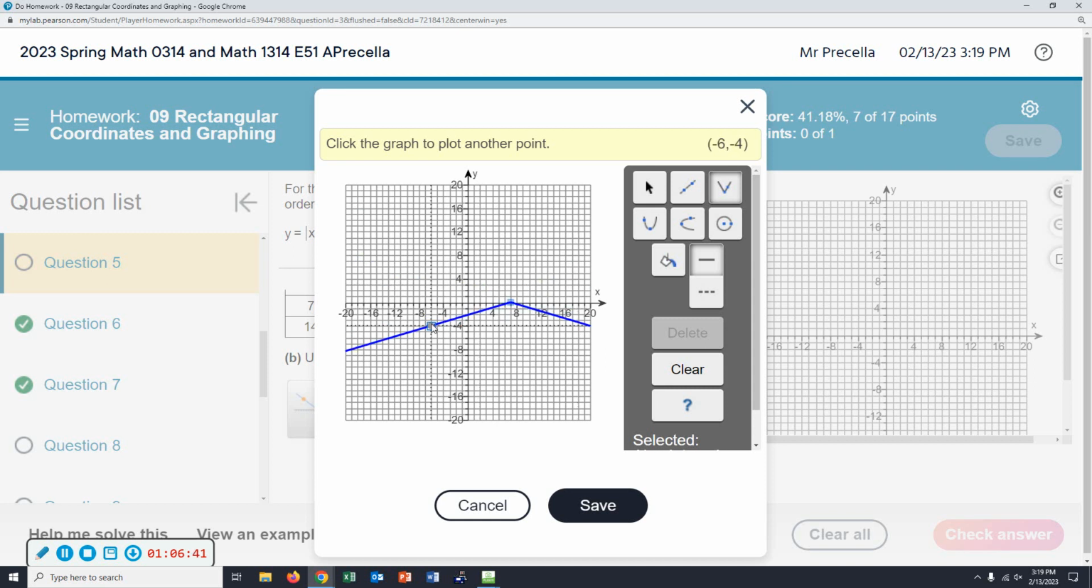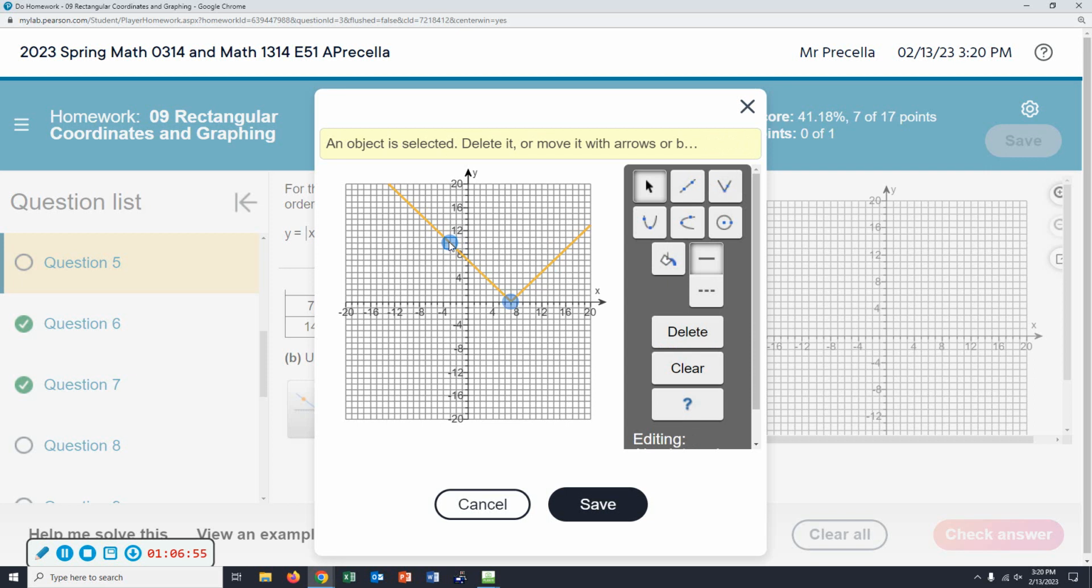Negative 3, 10. Negative 3, 10, okay, so negative 3, 10, am I? No, I'm at negative 4, 11. How about, now I'm at negative 3, 10? See, with the absolute value graphs, all you're plotting are 2 points, the vertex and one other point. And you might say, well, wait, it gave us 3 points.